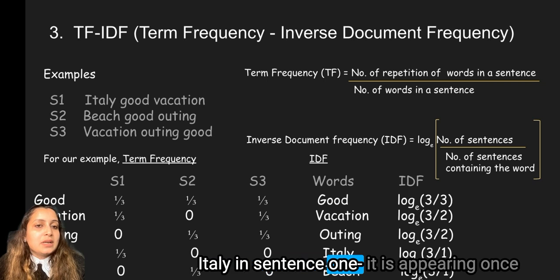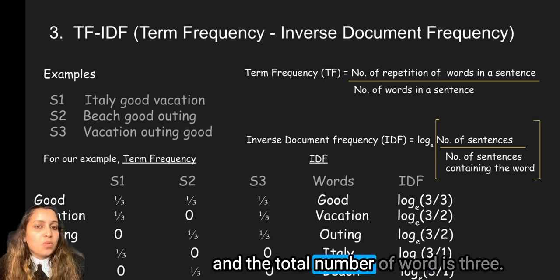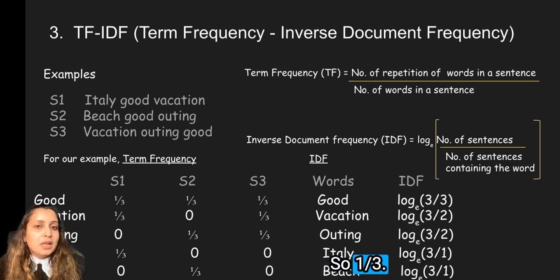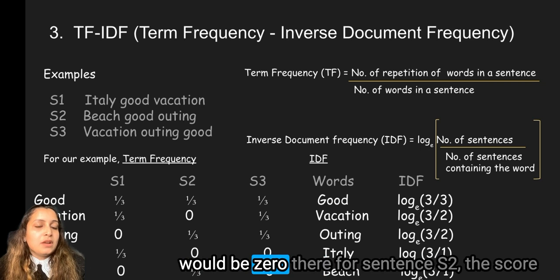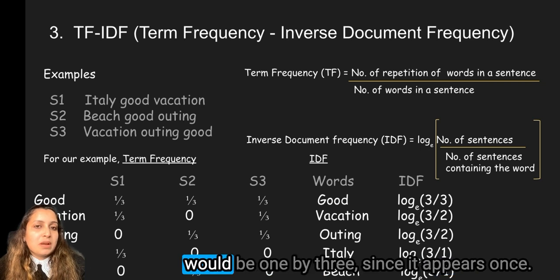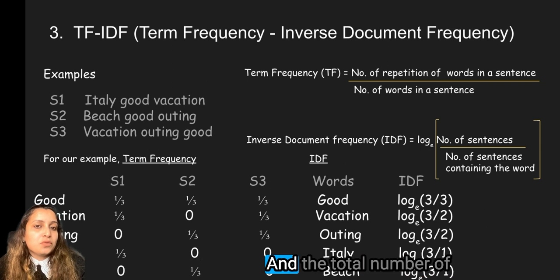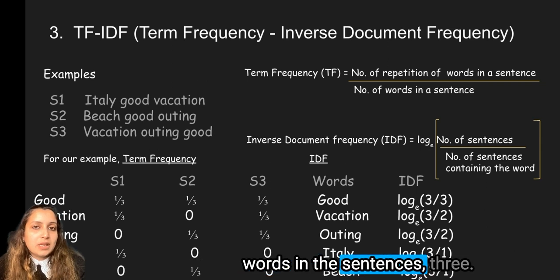Italy, in sentence 1, it is appearing once, and the total number of words is 3, so 1 by 3. It is not appearing in S2 and S3, so the score would be 0 there. Beach, again, it is not appearing in S1 and S3, so the score would be 0 there. For sentence 2, the score would be 1 by 3 since it appears once and the total number of words in the sentence is 3.